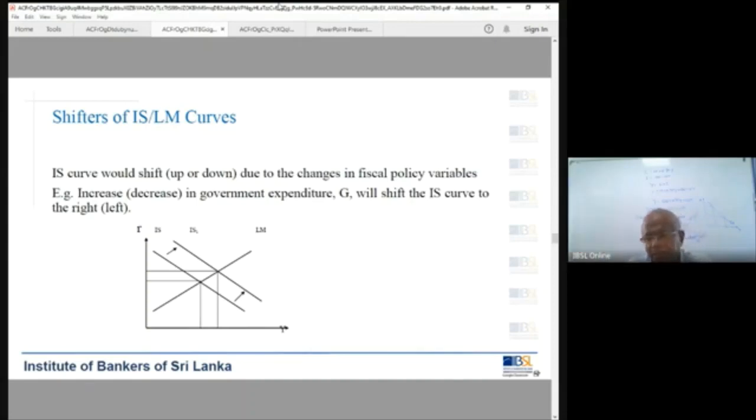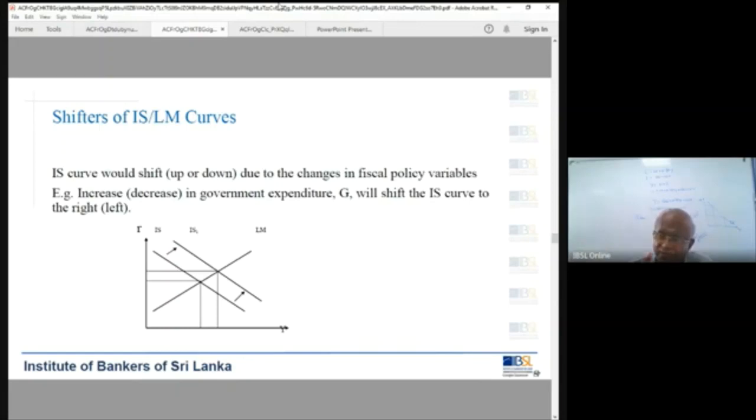Now suppose, for example, they are going to start another coal power plant, government has to spend money. Wind power, the windmills, they spend money. Government expenditure increases. Salaries and wages of the teachers increase. Armed forces increase. Government investment program increases. Government expenditure increases, therefore the IS curve shifts up.